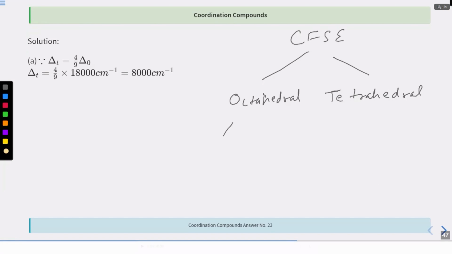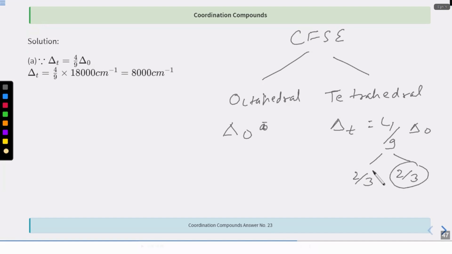So in CFSE the energy is given by delta O for octahedral. In tetrahedral it is represented by delta T, and it is 4 by 9 times delta O. This 4 by 9 basically comes from two factors, both 2 by 3. The first 2 by 3 is due to the reduction in the number of ligands from 6 to 4. Here we have 6 ligands, here we have 4 ligands.